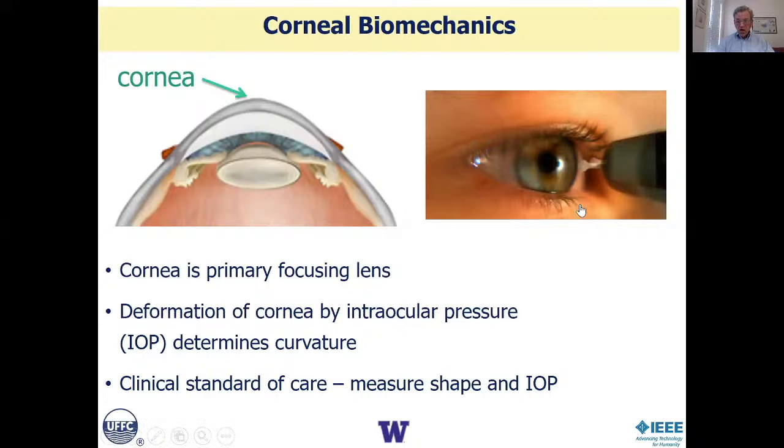And they're still compromised because they're trying to look at shape and IOP, but they assume a sort of uniform elastic modulus for the eye, which is not appropriate.